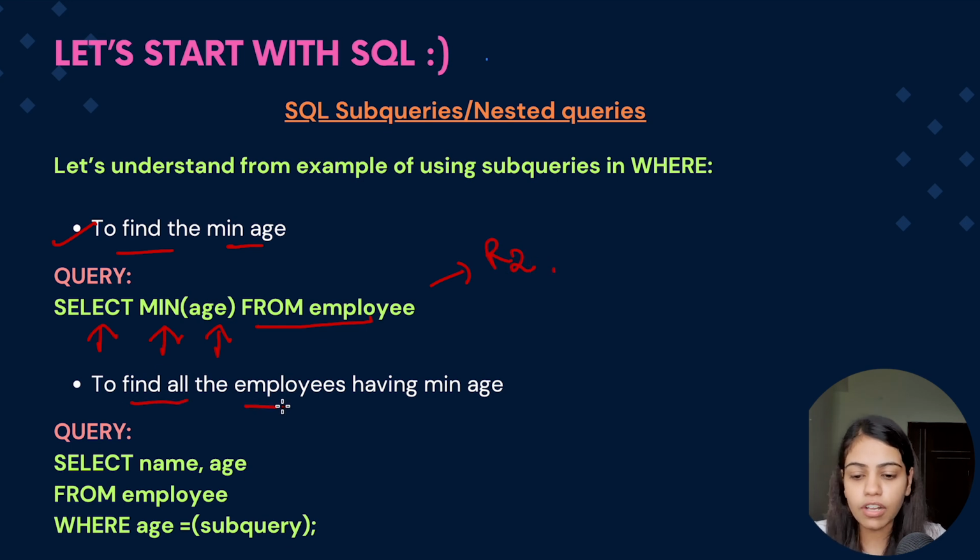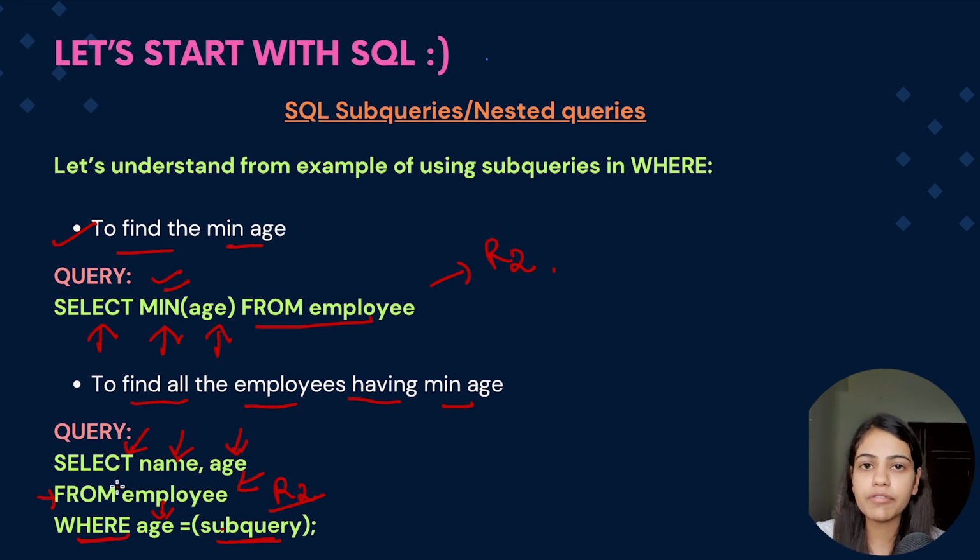Now I have to find all the employees who are having the minimum age. So I'll give the query select name, and I want to see the age as well, so age from employee, and here I'll give where age is equal to the subquery. So it will be replaced by this query because this is giving me the minimum age. So it is giving me the result as R2, and this subquery would be replaced by this. In this way, we can find all the employees who are having age as minimum age.